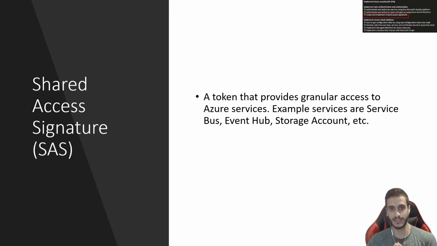SAS tokens are tokens that provide granular access to Azure services. Examples of services are Service Bus, Event Hub, Storage Account, etc. So let's take Storage Account as an example. Let's say you have an application that's trying to access a storage account. You can obviously give that application the storage account key, but you don't need to give that application this key because with this key, the application can essentially do anything with that storage account.